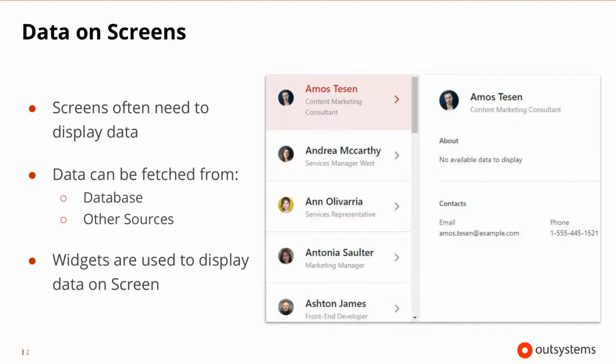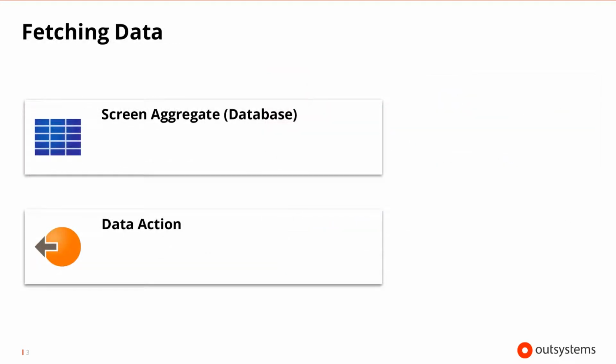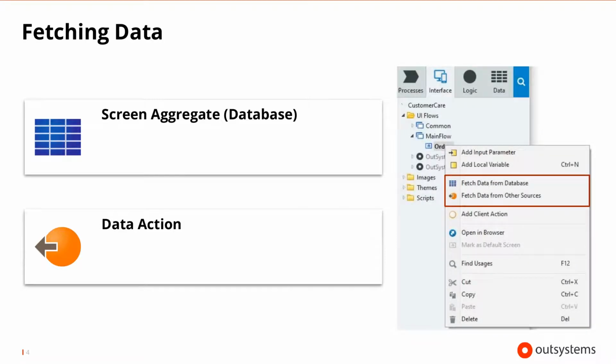Before actually displaying the data, we need to fetch it from a data source. Essentially, there are two ways to fetch data to be used in a screen. The first one is by using screen aggregates, and the second is through data actions. Both types of data sources can be added to screens using the right-click context menu options.